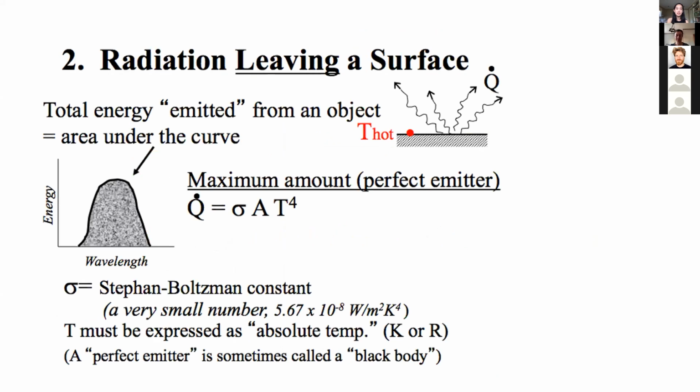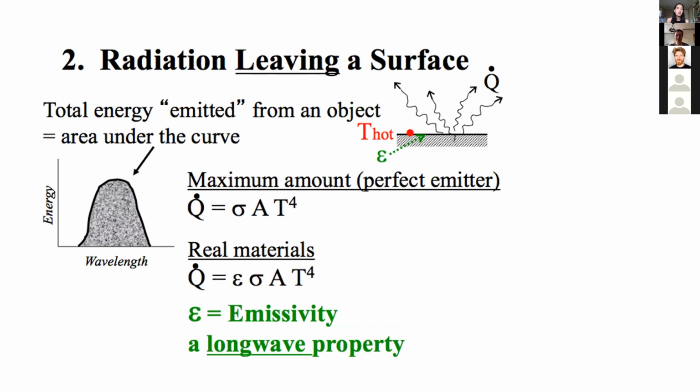In addition to radiation hitting a surface, radiation also leaves the surface. So this is in comparison to the incident radiation concepts we were talking about. Total energy is emitted from an object. Total energy emitted from an object is underneath that curve on the chart. The maximum amount of energy emitted is called the perfect emitter, or black body. We do not use this formula in this class, but this is kind of like a conceptual framework for something that perfectly emits radiation.